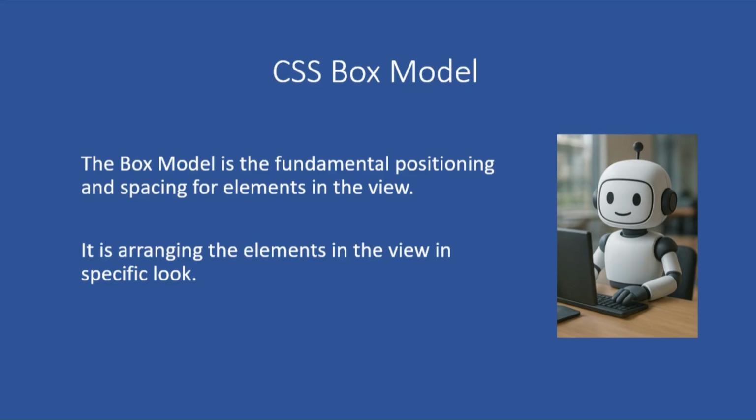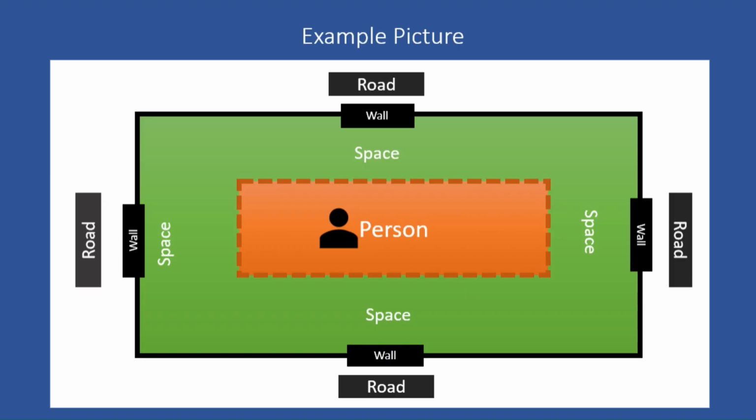The box model is the fundamental positioning and spacing for elements in the view. It is arranging the elements in the view in a specific look. Let's see an example. A person is in the house. How can we define his place? He is in the house, in the space of the house.